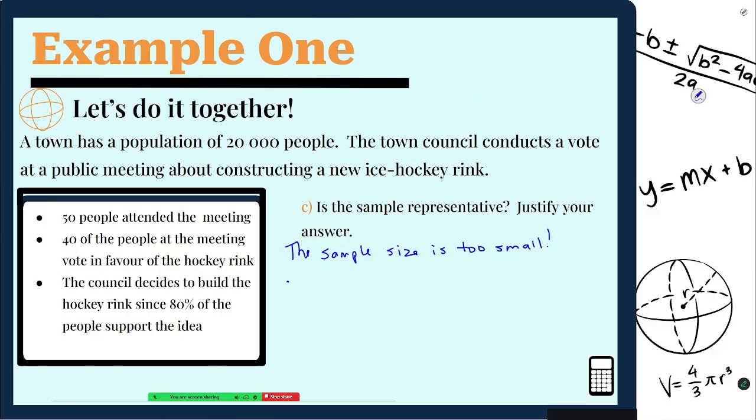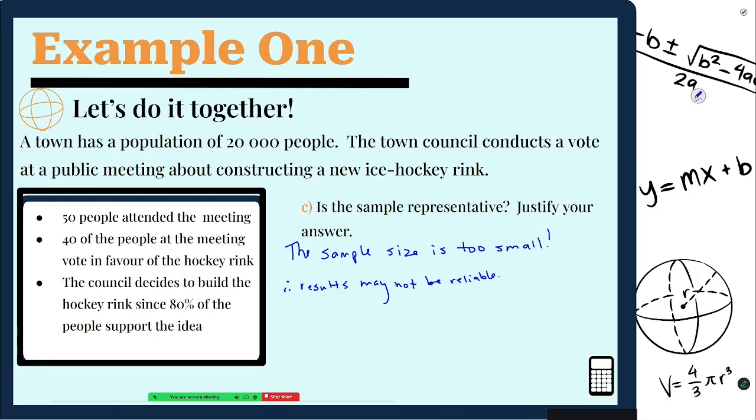Therefore, and you can use those 3 little dots in a triangle to represent therefore, results may not be reliable. Now, why might this be? I mean, they held this meeting, they asked people who came to vote, so is it their fault that the results may not be reliable? Not necessarily, but it could be because of how they designed their survey, of how they designed this vote.